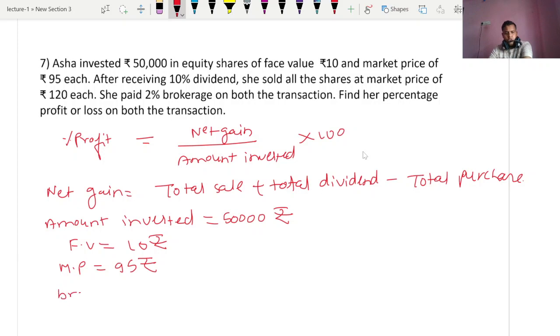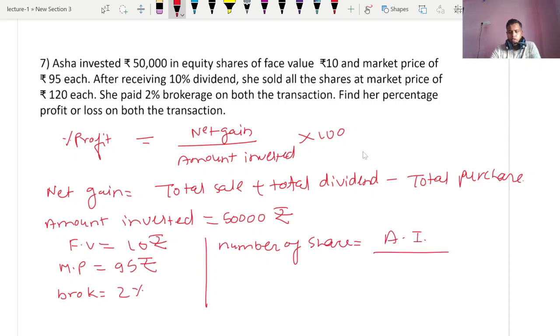Brokerage charge is 2%. Now I want to find out... So in this question, we will revise all the formula. First of all, I want to find out the number of shares. To find the number of shares, we have the formula: number of shares is equal to amount invested divided by purchase cost of one share, correct?